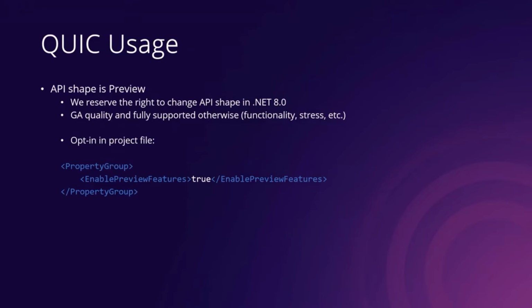Let's move on. How would you use QUIC APIs? So first of all, reminder, the API is still preview. We reserve the right to change the API in .NET 8.0, but it's fully supported and it's GA quality from functionality, stress, and other points of view. You have to opt in to use that. You have to use the preview features. Here's an example of how to do that in your project file. Fairly simple. You just set one boolean to true.